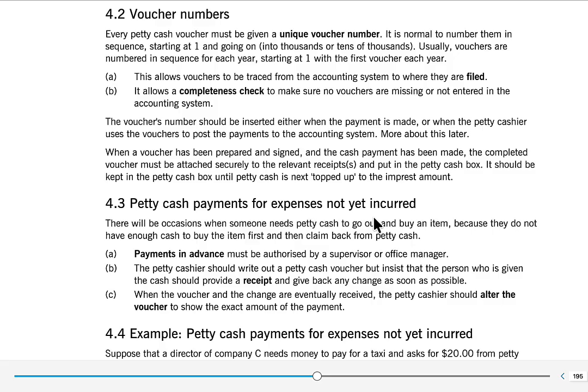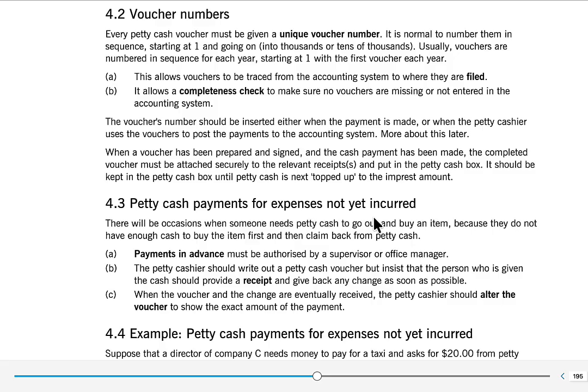The voucher number should be written either at the time the payment is made, or when the petty cash cashier is preparing vouchers for posting into the accounting system later. Different businesses have different procedures, but the key idea is always the same. Every voucher must receive a number, and numbers must be in order. What happens after the voucher is prepared and numbered?